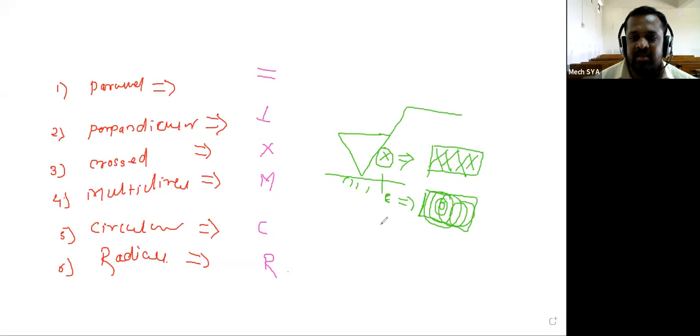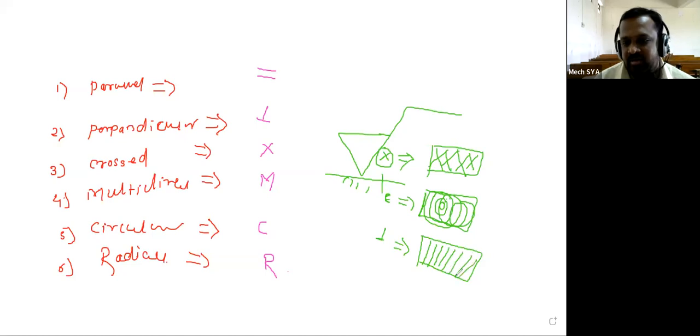If such a symbol is there, it indicates the pattern of irregularities is perpendicular. Such irregularities are there on the surface of your component. And if such a symbol is there, we have to understand the pattern of irregularities is parallel lines.